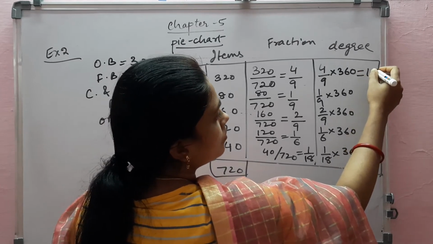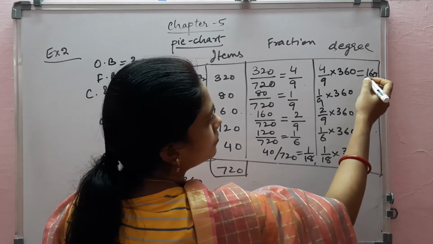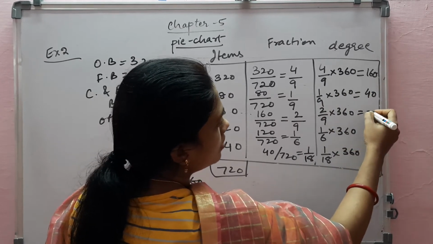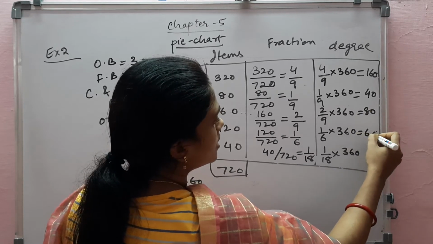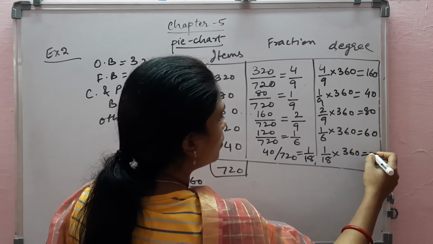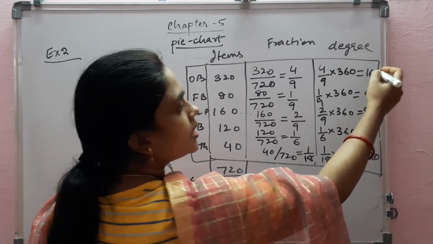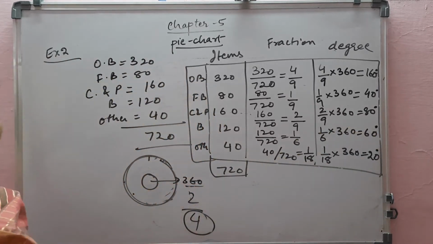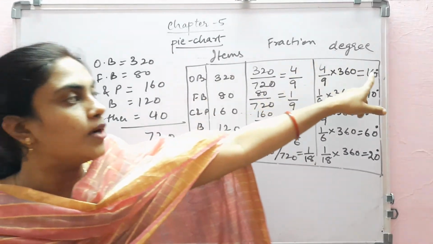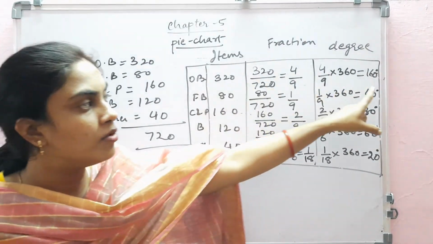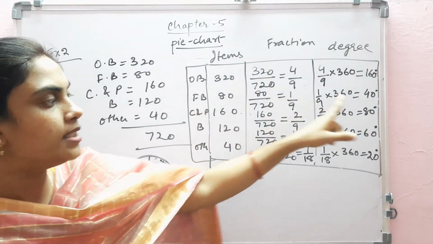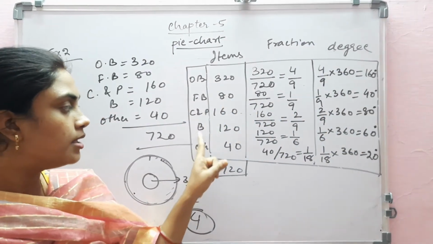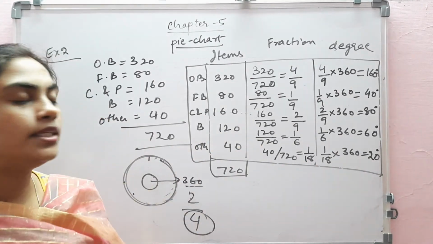This is 160 again. This will be 40. This will be 80. This is 60 and this will be equal to 20. Okay. These are in degrees. So what are the degrees you have got from here? 160 degrees for ordinary bread, 40 degrees for fruit bread, 80 degrees for cakes and pastries, 60 degrees for bread, biscuits and others, 20 degrees for others.